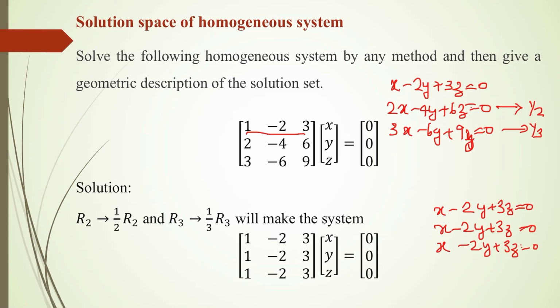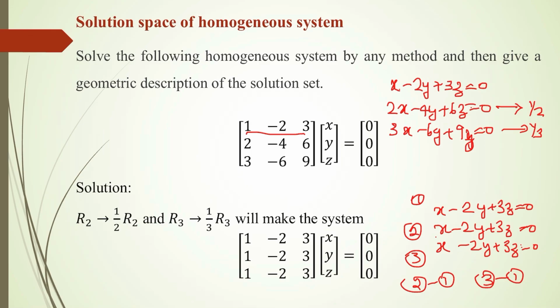So equivalently in the matrix form I will multiply the second row with 1 by 2 and the third row with 1 by 3, so that I will get the new matrix system in this form. Now I will call this equation 1, this 2 and this 3. I will do 2 minus 1 and 3 minus 1. The second equation will be 0 equal to 0. Third will be 0 equal to 0.